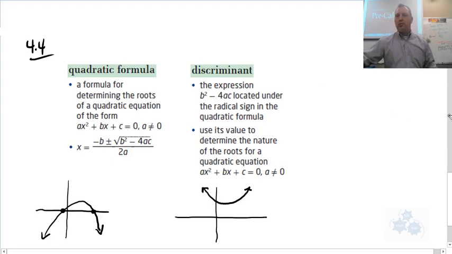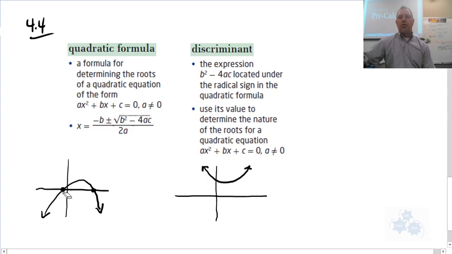4.4. All right, 4.4, what does it talk about? It talks about the quadratic formula. Here's another way to solve a quadratic equation. You want to find the roots? No problem. You can plug in the a, the b, and the c value from your standard form. There's a, there's b, there's c, the coefficients and the constant. And you can plug it into what's called the quadratic formula.